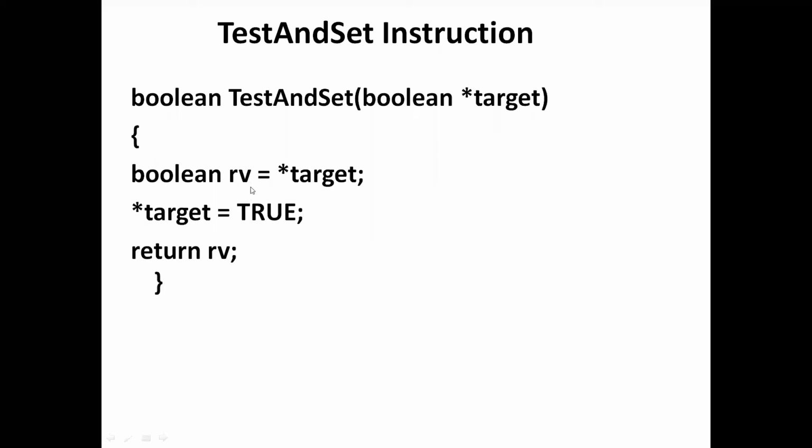Then return rv. rv holds whatever value target was holding previously, and that value is returned by this test and set instruction. First the target value is stored into rv, then we modify target by setting it to true, then return rv. rv holds the target's previous value, whether true or false, and that is what this instruction returns. This is the test and set instruction.